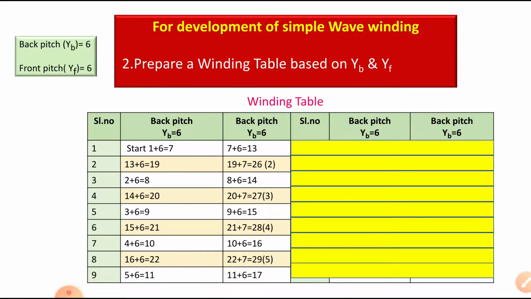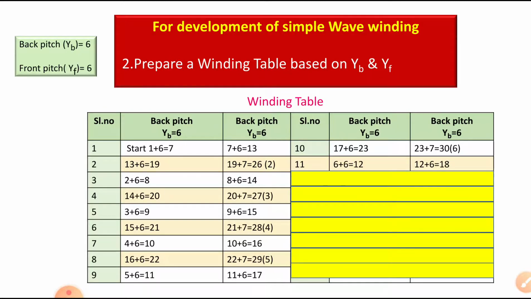Okay. Now 5 plus 6 is equal to 11, 11 plus 6 is equal to 17, 17 plus 6 is equal to 23. Now the 23 plus add 1, that is 7, that is 30. We have no labeled 30th slot or conductor. That's why we subtract 24 from 30. We are going to get the 6.